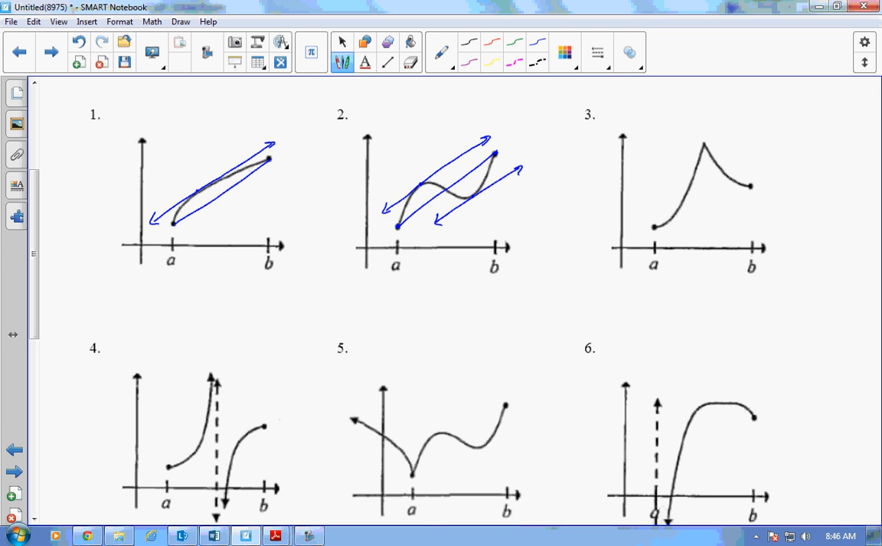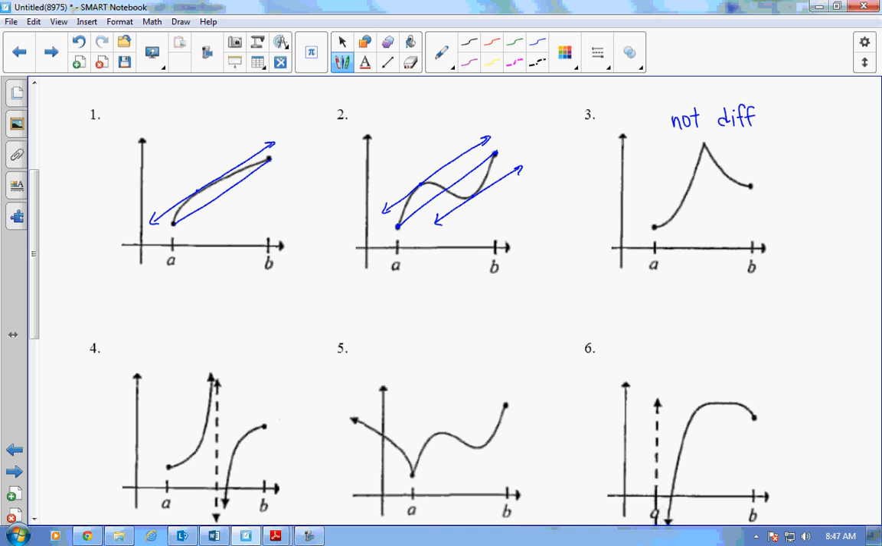Okay, number 3. Is it continuous on the closed interval A to B? Yes, it is. I can take my pencil. Is it differentiable on the open interval A to B? No. Why not? Cusp. So it's not differentiable. So therefore, we are not going to be able to find a tangent line that has a parallel slope.